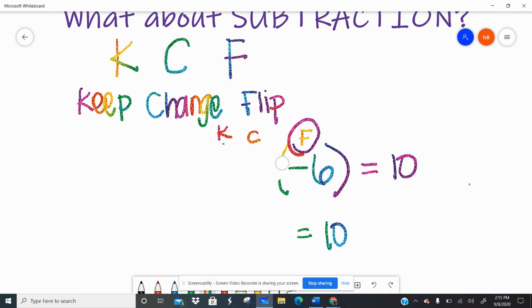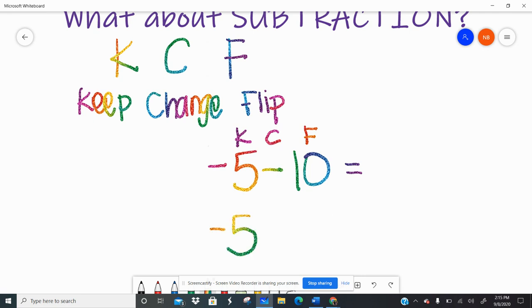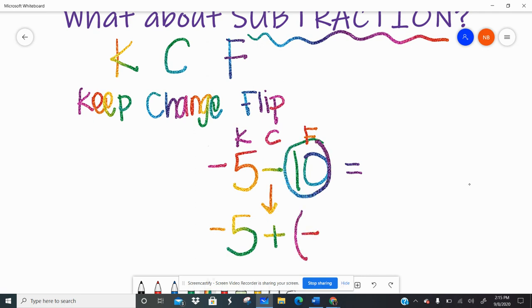Let's do one more example. We're going to use the same strategy. All right, so let's have -5 minus 10. We'll throw in a double digit, right? All right, so we're going to use that KCF. So I'm going to keep the first integer. Remember, this is only for subtraction. I'm going to change subtract to add. And this is a positive 10. So I'm going to make it a negative 10, right? So now I really have -5 plus -10.